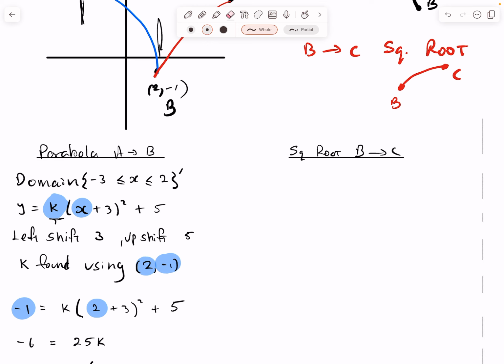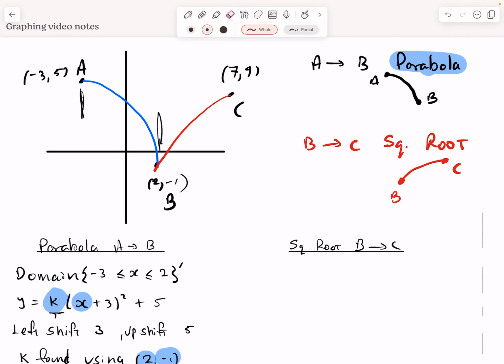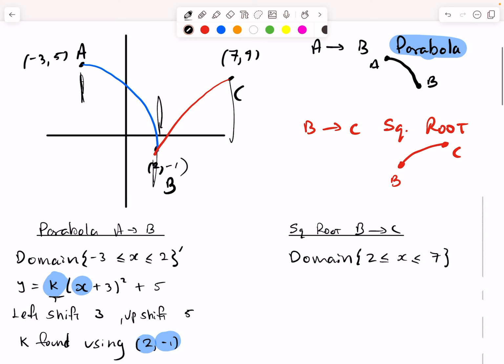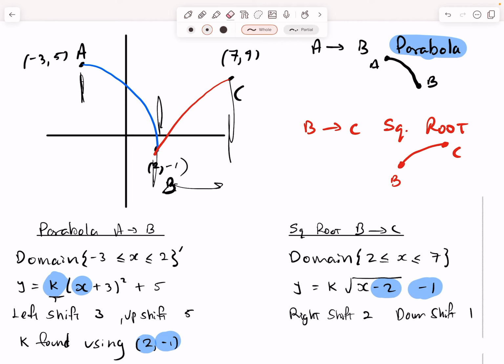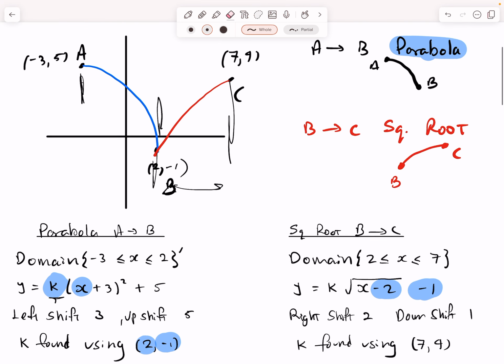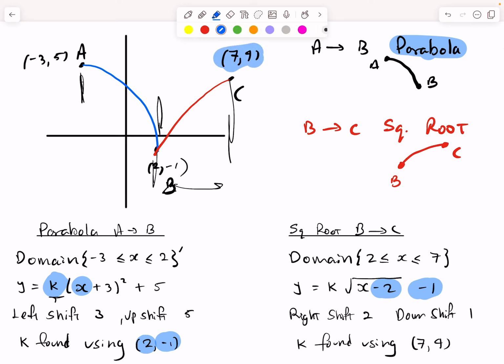Okay, let's take a look at the second curve, which is going to be my square root function, starting at 2, negative 1. Again, I go with the domain, which is between 2 and 7. It starts at 2 and goes up to the point 7. Now the basic square root function is y equals square root of x. I'm shifting it to the right, so that's why there's a minus 2 in here, and it's coming down 1. Again, I've got to find that value k that determines how stretched out it is. So I've got a right shift of 2 and a down shift of 1. I'm going to use the point 7, 4 to find the value k.